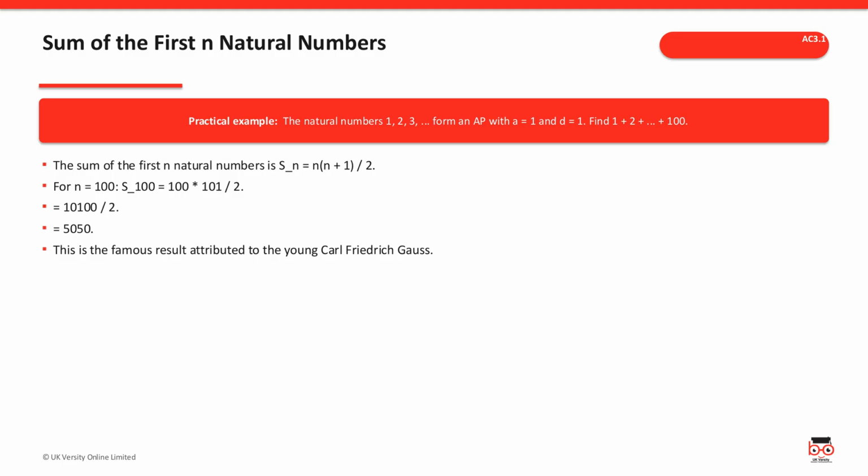The counting numbers 1, 2, 3, and so on form an arithmetic sequence with first term 1 and common difference 1. Their sum has a lovely shortcut. S sub n equals n times n plus 1 over 2. To add every number from 1 to 100, we work out 100 times 101 over 2, which is 10,100 divided by 2, giving 5,050. That's the trick the young Carl Friedrich Gauss famously spotted in class.